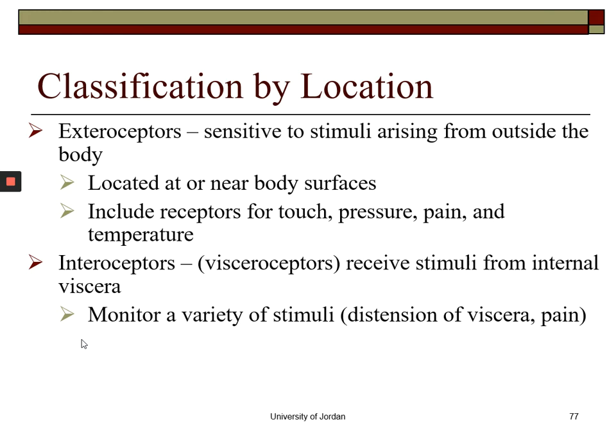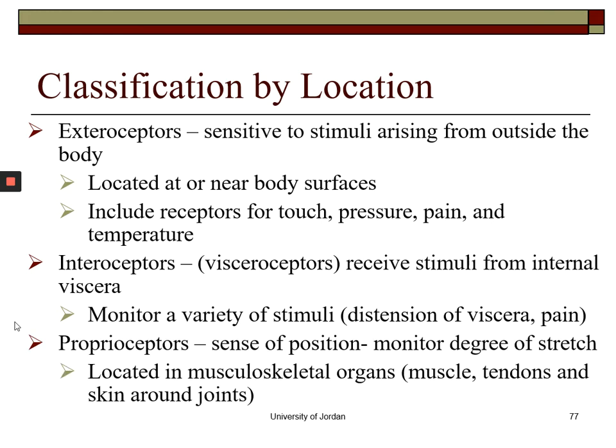Sometimes we call them visceroreceptors, from viscera. They monitor the state of the viscera, for example the intestines distended or some kind of contraction, pain from there. And the third type is called proprioceptor.